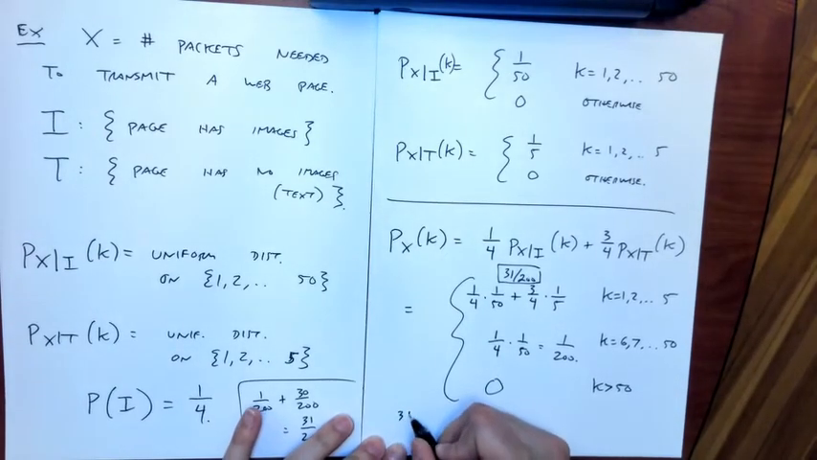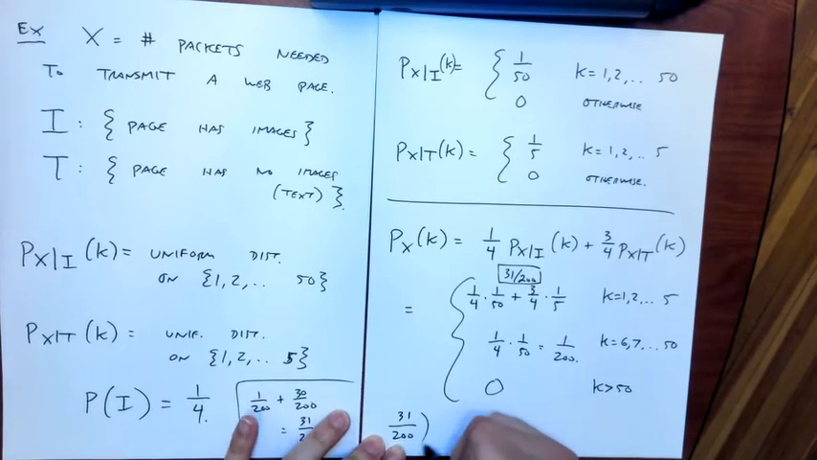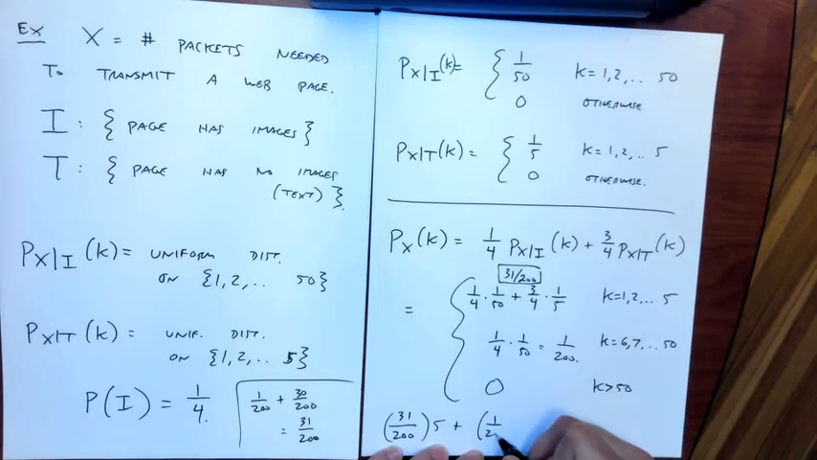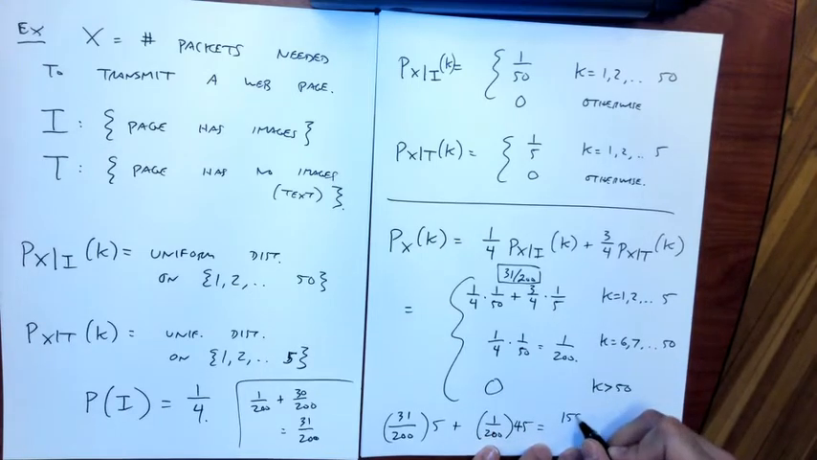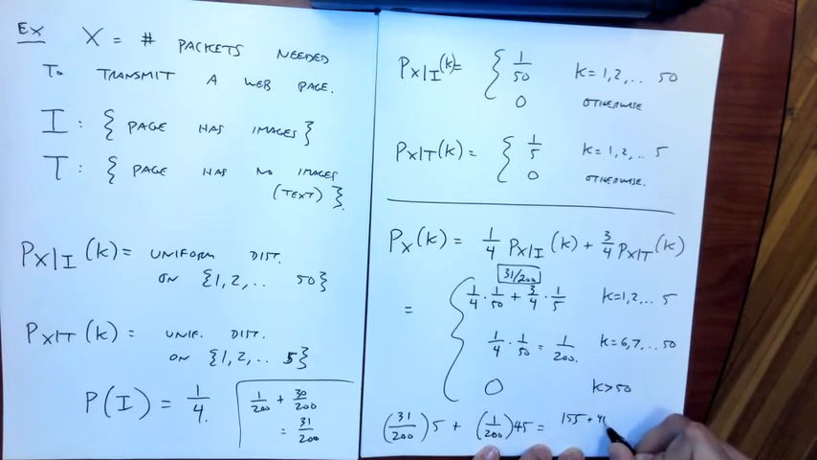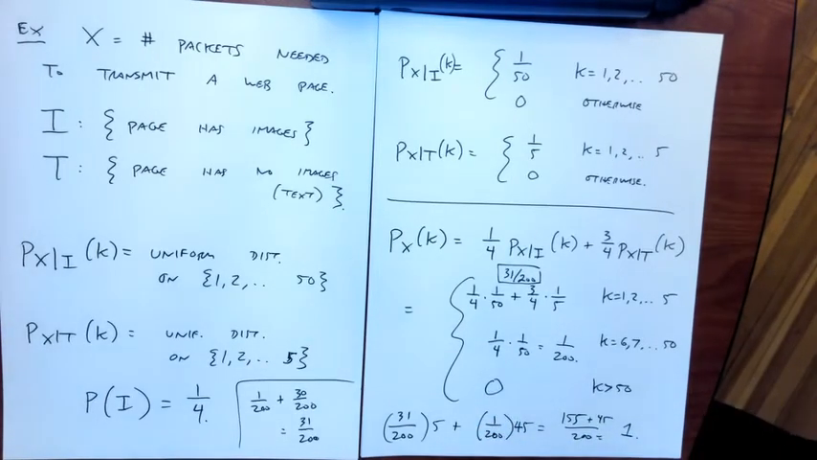So I have 31/200. I have 5 of those possibilities. And then I have 1/200. I have 45 of those possibilities, so I have 155 plus 45 over 200, which equals 1, right? So I'm pretty happy with that because I ended up getting what I thought.